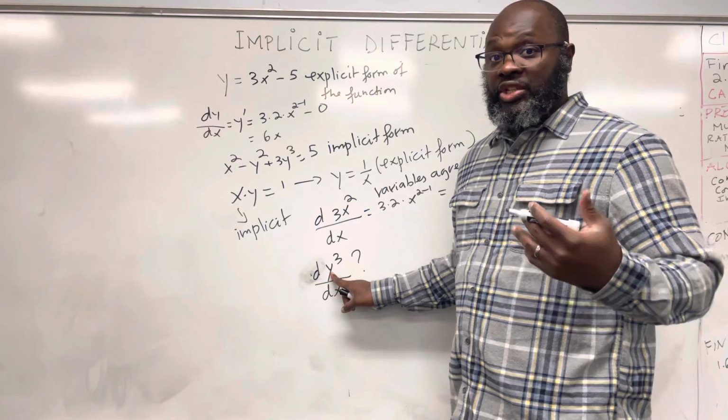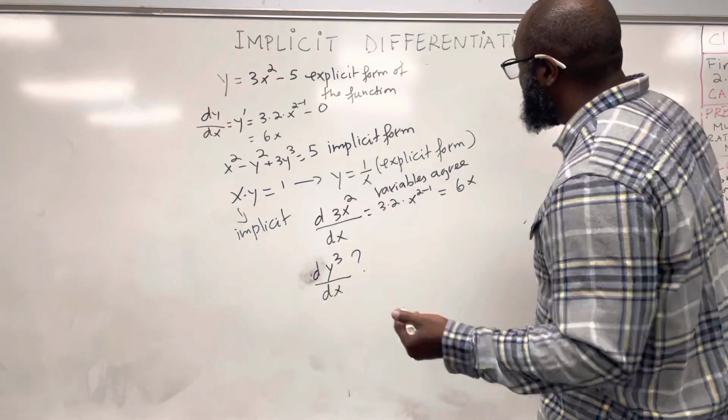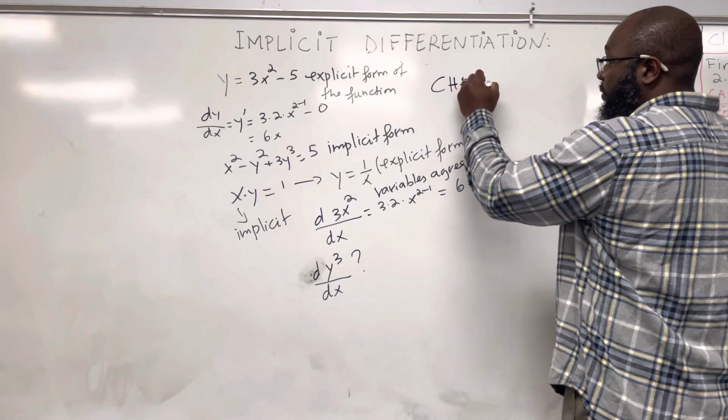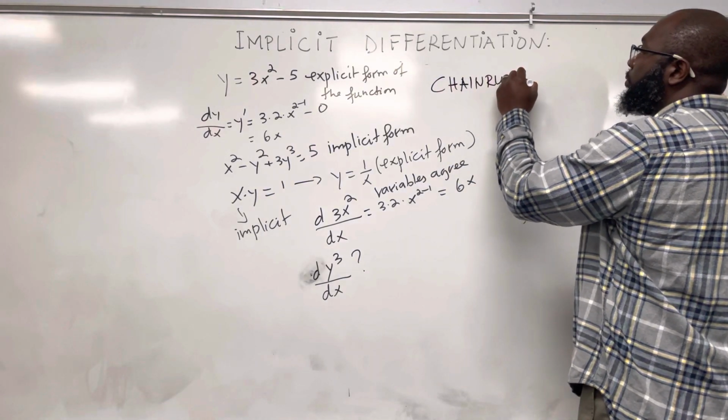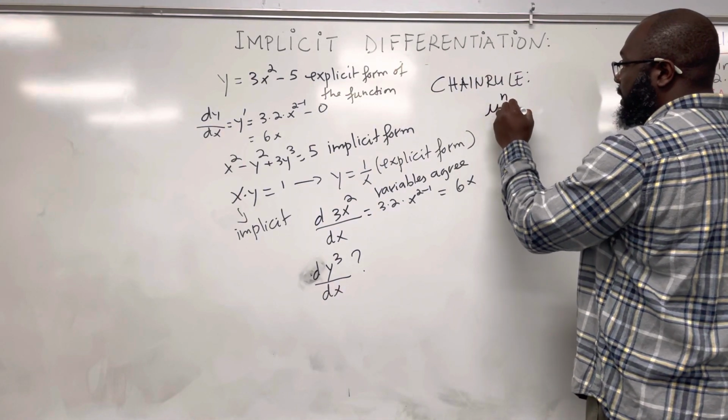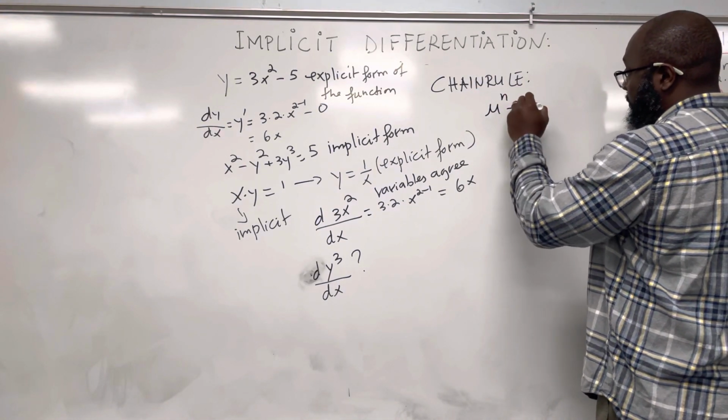We use, again, the chain rule format, okay? Let me recall the chain rule. If you guys remember the chain rule. So if you have any function, u to the power of n, and you want to find its derivative.